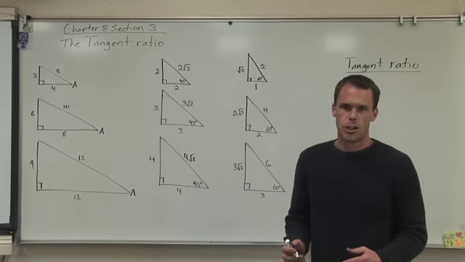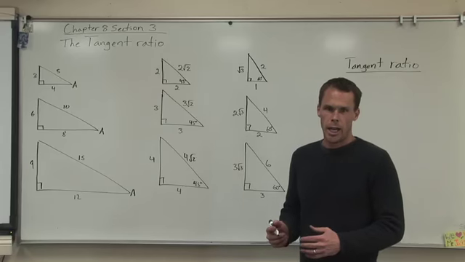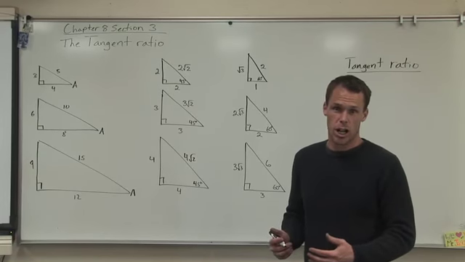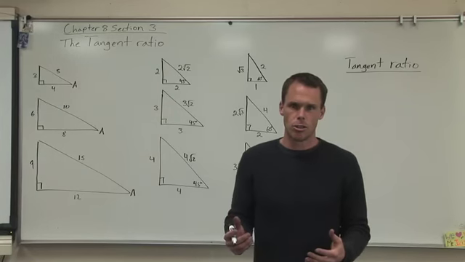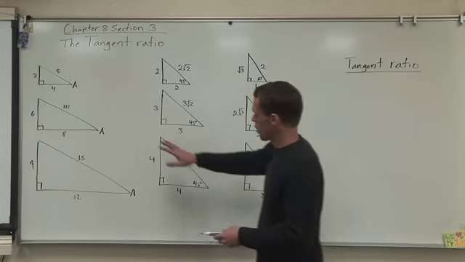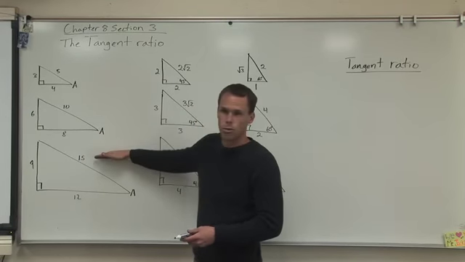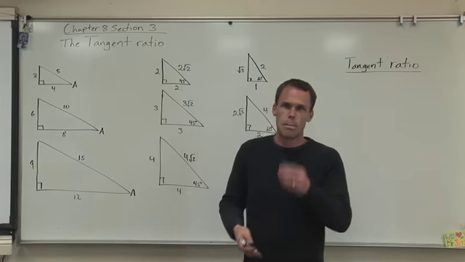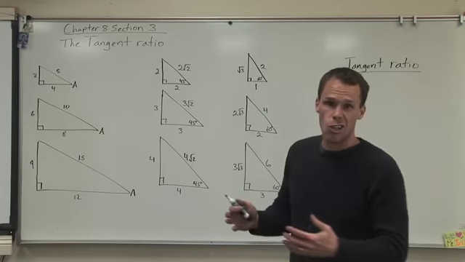This video is for Chapter 8, Section 3. It's all about the tangent ratio and our first introduction to trigonometry. Up on the board right now, you'll see a bunch of triangles where if we combine what we've been studying, we should recognize that we have the 3, 4, 5 right triangle and the 6, 8, 10, the 9, 12, 15. These are three Pythagorean triples, and they are all similar.